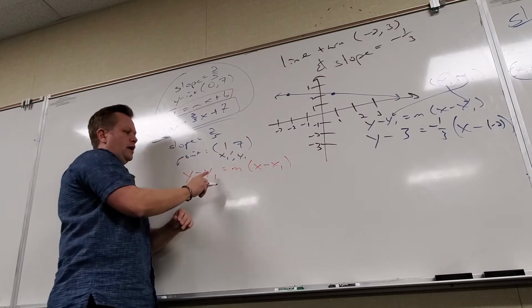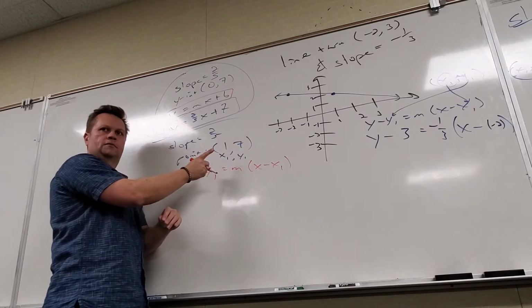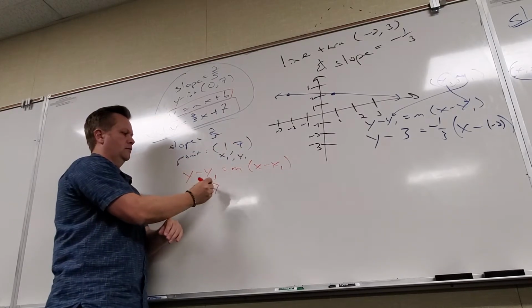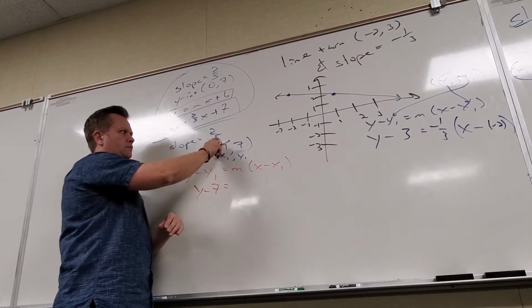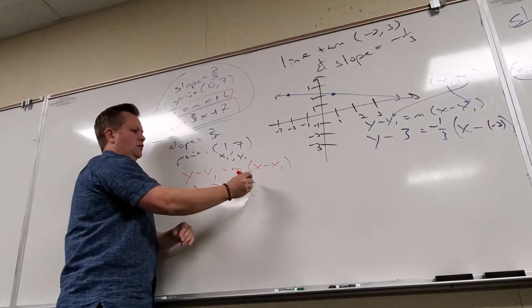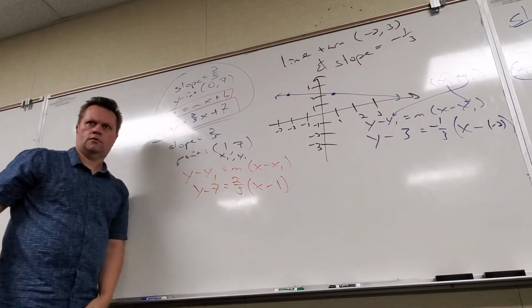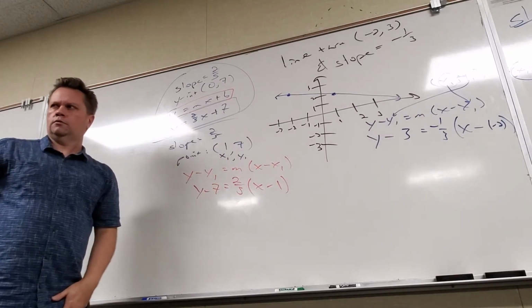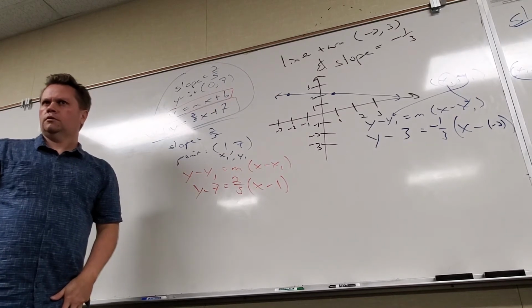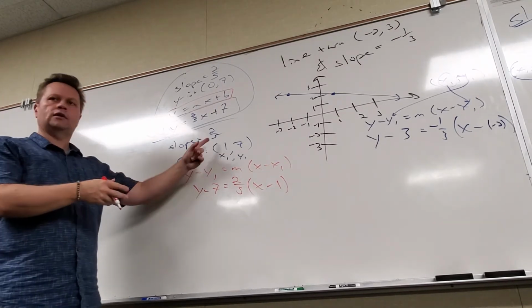Okay. So what's the y piece of the point? 7. What's the slope? 2/5. What's the x piece of the point? 1. That's all. And that is an equation of the line.